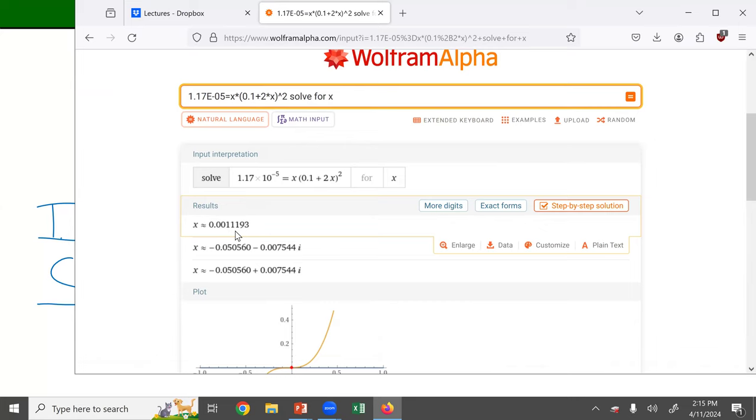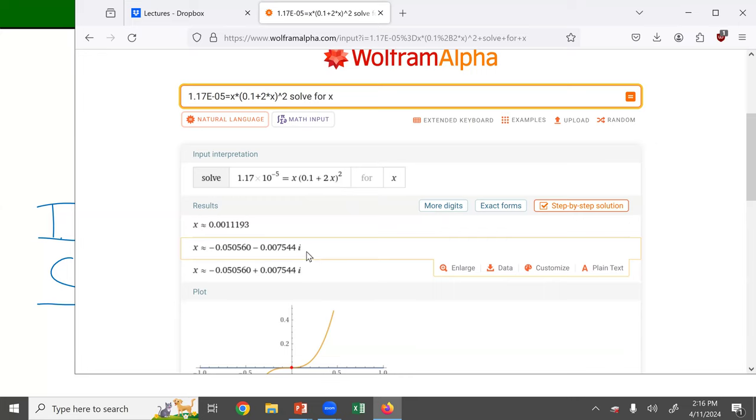So we get x is 0.001, a factor of 10 times smaller than it was, right? Because it was 1 times 10 to the minus 2, and now it's 1 times 10 to the minus 3. And then how do we know which of these x values is the right x value? Only one of them is a positive number, right? And only one of them doesn't involve i.